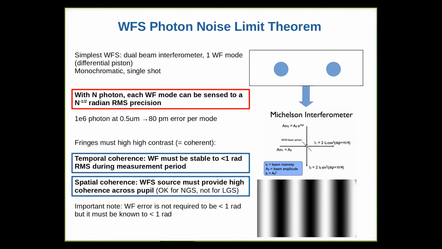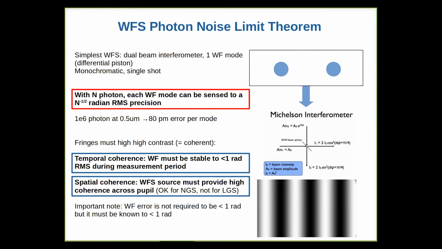We're almost never approaching this, and so the question is how do we get closer, and why is it that much of what we do is not operating at this limit? There are a few requirements for this to even have a chance of happening. The fringes need to be sharp. In this 2-aperture example, if the phase is moving by more than a radian during the measurement period, the fringes will blur out and you will lose sensitivity. So that's a temporal coherence requirement.